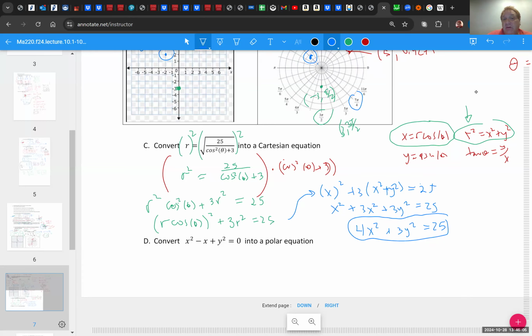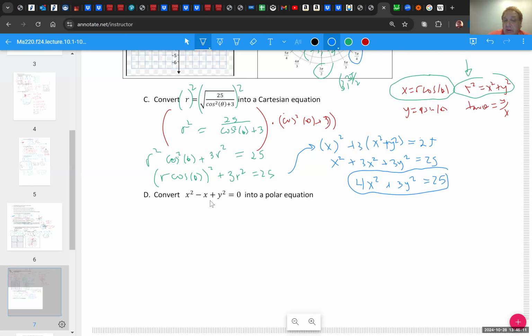Okay, and then of course we can convert not only a polar equation into a Cartesian equation, but we can also convert a Cartesian equation into a polar equation. That is example D. Same equations we're going to be using over and over again. We just got to figure out how to do it.